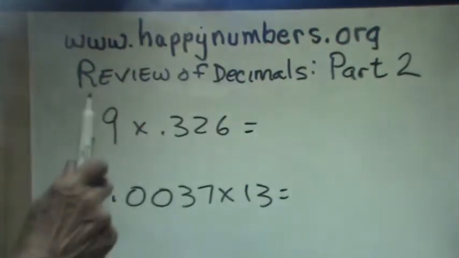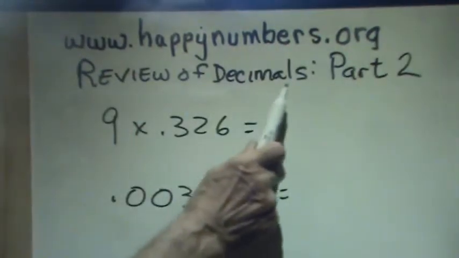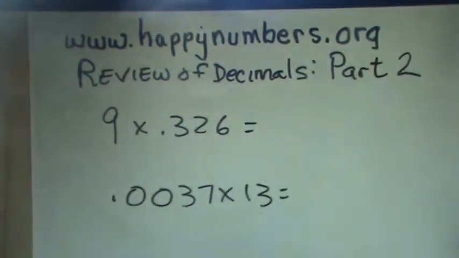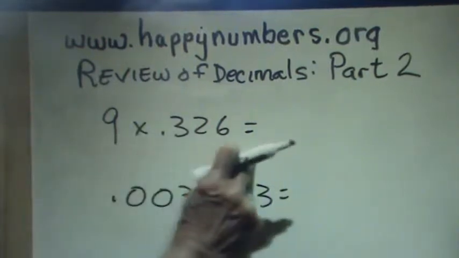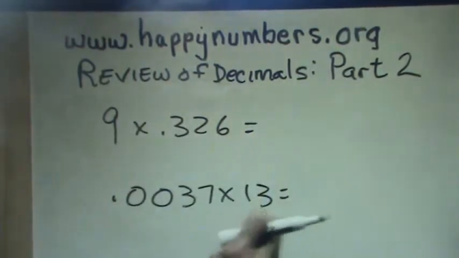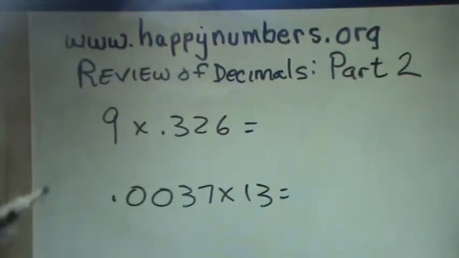Welcome to www.happynumbers.org, and this lesson is the review of decimals part 2, which means that you are now finished with all of your decimals. So hopefully you'll do well here. Here are two multiplication problems of decimals. So put your video or DVD on pause, write down the problems and work them out, and then turn your DVD back on again.